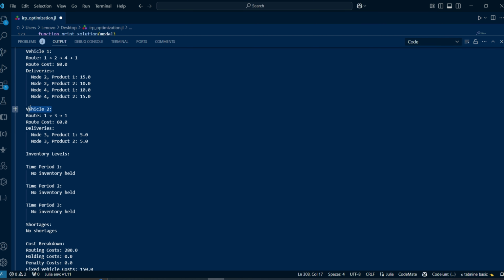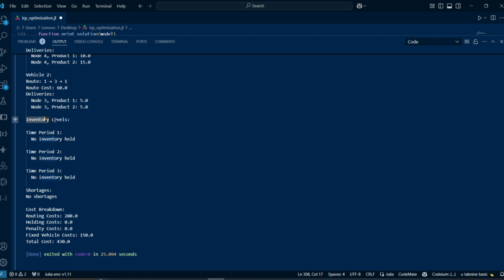And here vehicle 2 continued its efficiency with the same route as the previous period, 131 at a cost of 6 units, delivering node 3 product 1, 5 units, node 3 product 2, 5 units.